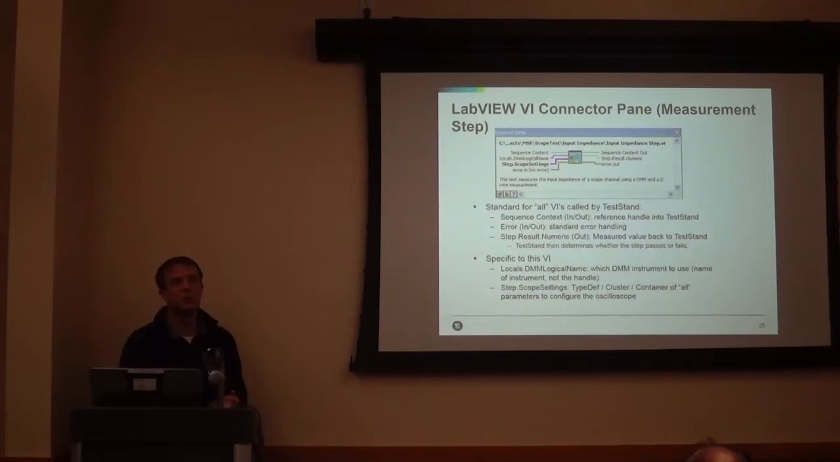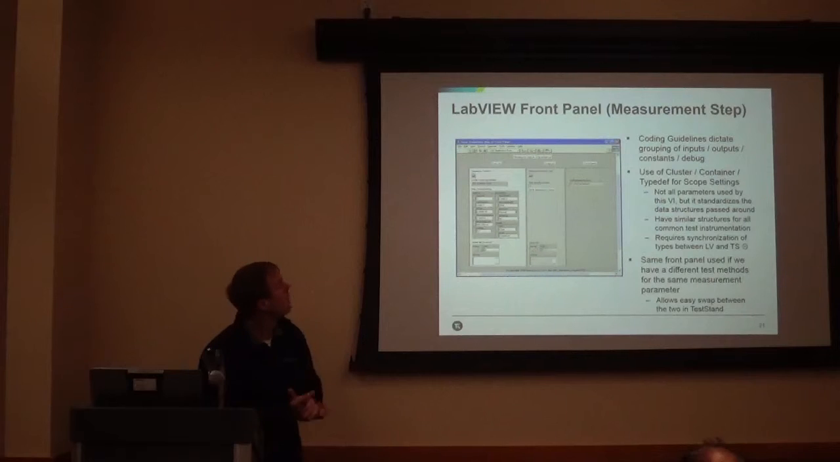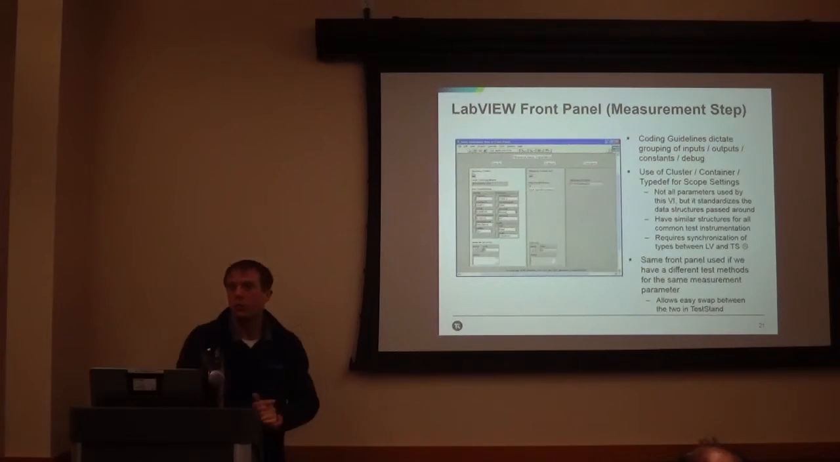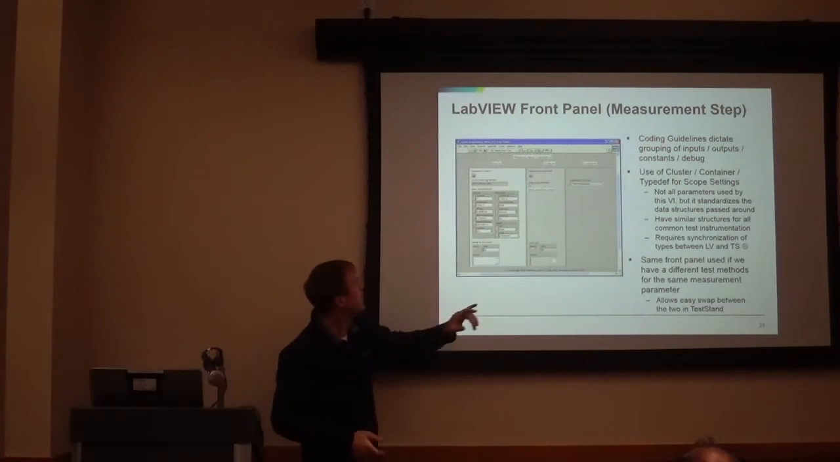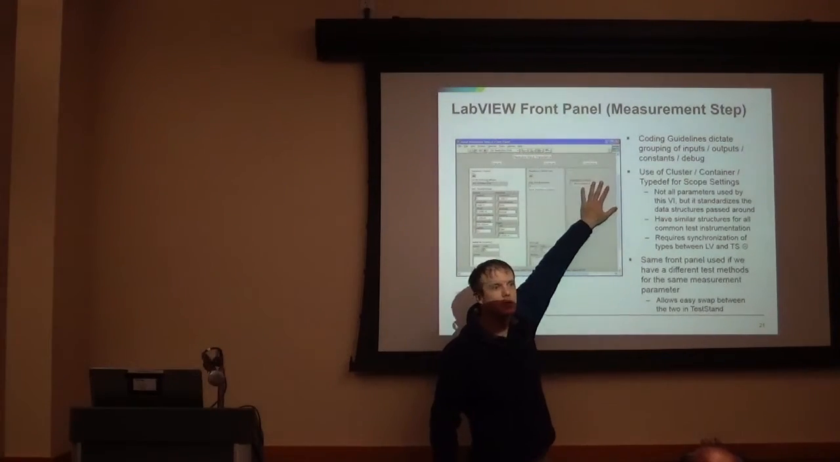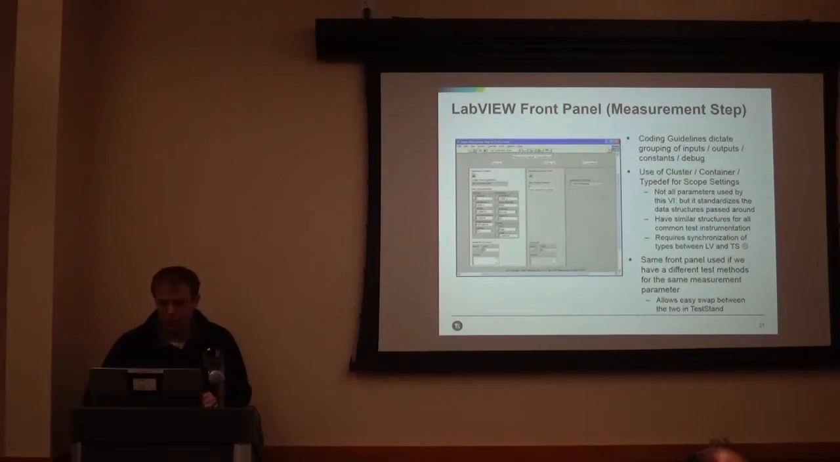Very specific to this test module or method itself, we have scope settings, DMM logical name, and configurations for the instruments of what their specific parameters, ranges, and configuration should be, or how to talk to it. From that front panel, that should look like what you would expect based off the connector pane. We do have constants and more debug information over on this side to organize it somewhat.